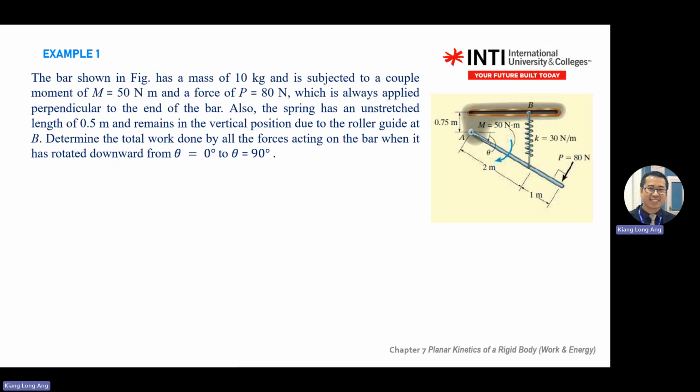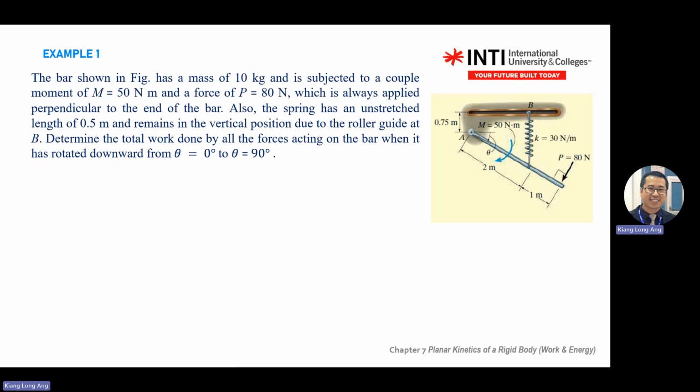And you're given that P is always perpendicular to the end of the path. Also, the spring has an unstretched length and remains in vertical position due to the roller guide at P. So it has an unstretched length of 0.5 and remains vertical due to the roller guide. This one always stays at the roller guide, but it has an unstretched length of 0.5, so it will stretch as you pull it longer and longer.